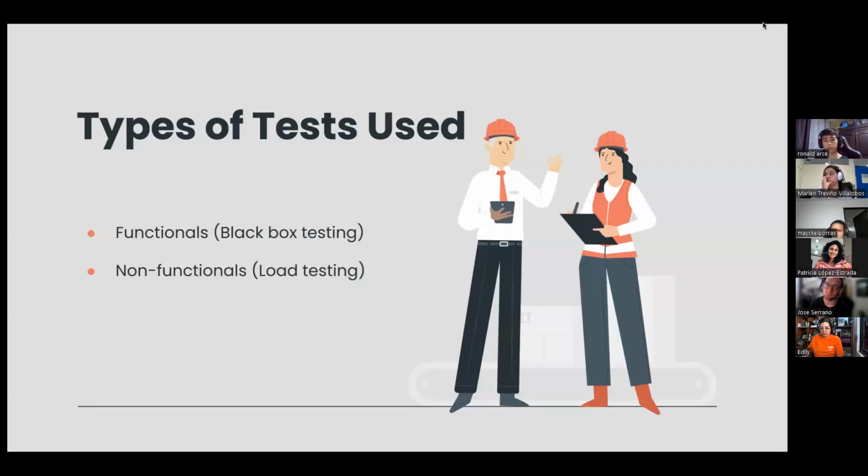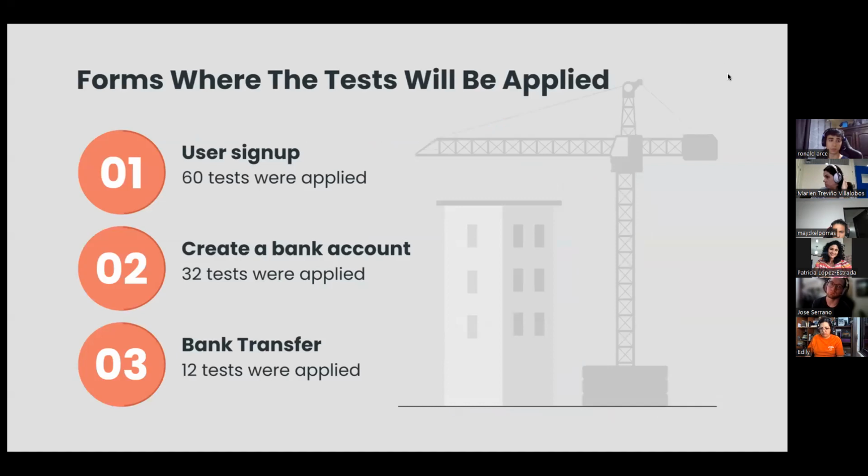And the types of tests that we use are black box tests and load tests. And finally, the forms that we use for testing are the sign-up form with 60 tests, create bank account with 32 tests, and finally the bank transfer form with 12 tests.